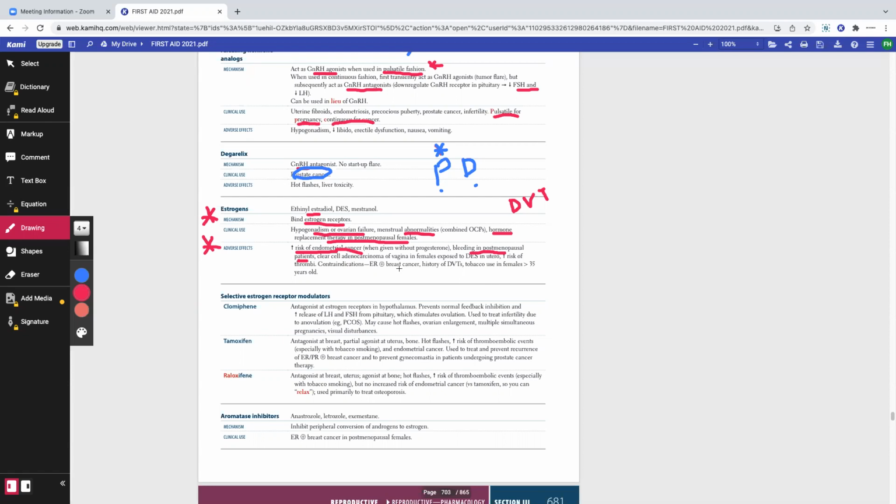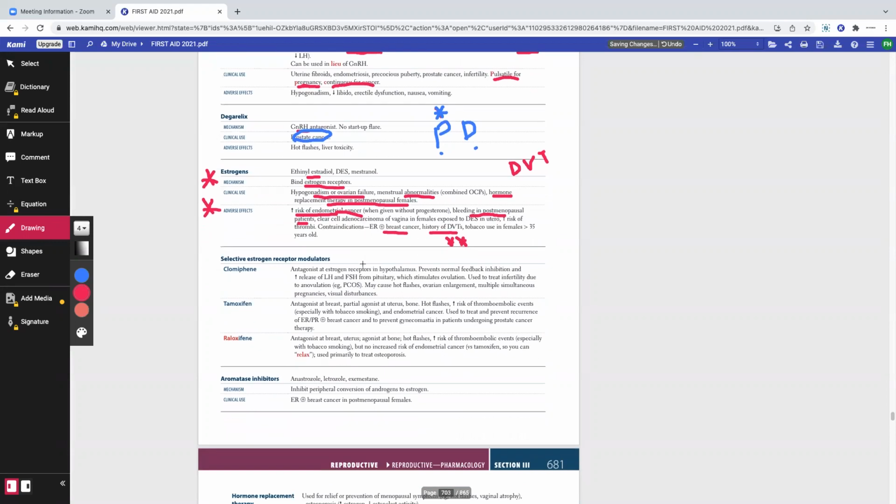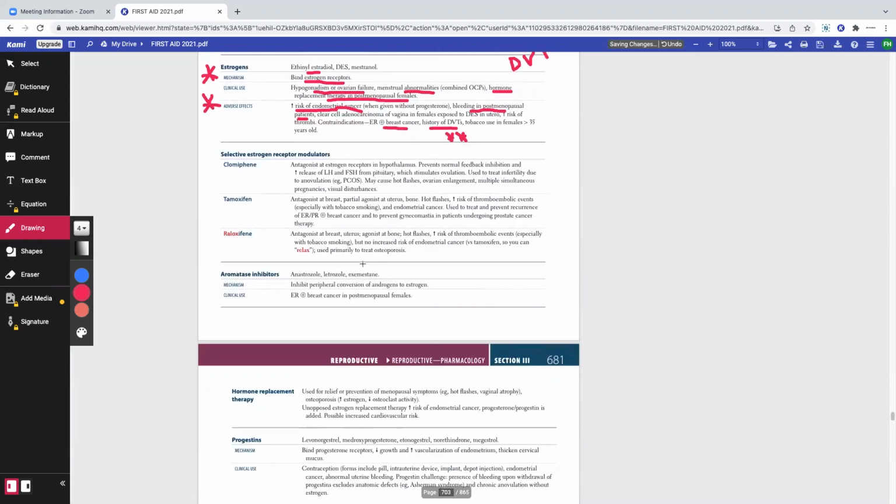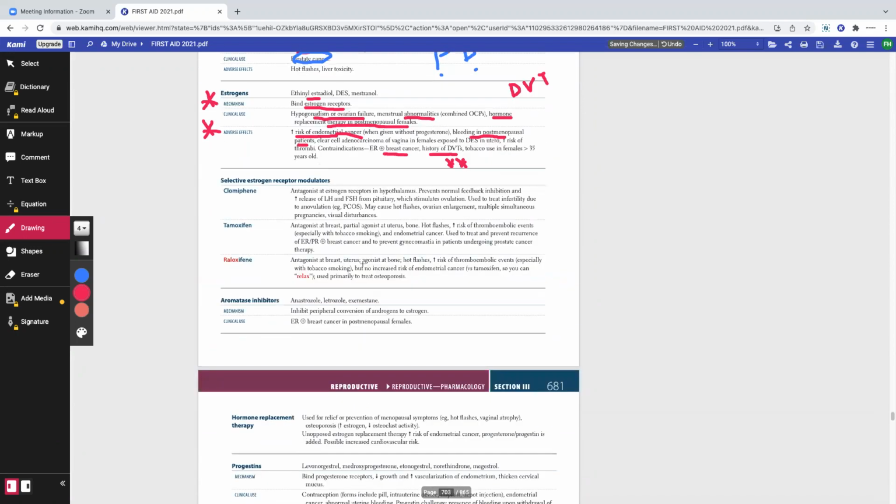Because especially in breast cancers, if they are estrogen receptor positive, then they will cause more harm than good. Okay, so history of DVT will be asked in your Step 1 exam. And this is very, very important. Do we also stop prescribing tamoxifen and raloxifene for patients who have DVT, yes or no? Yes.